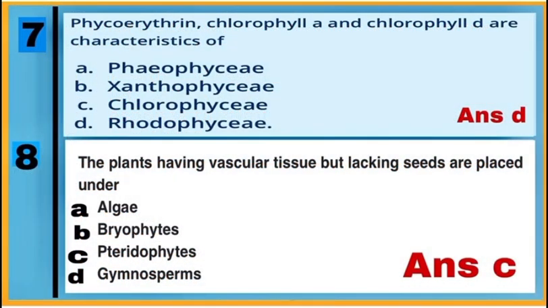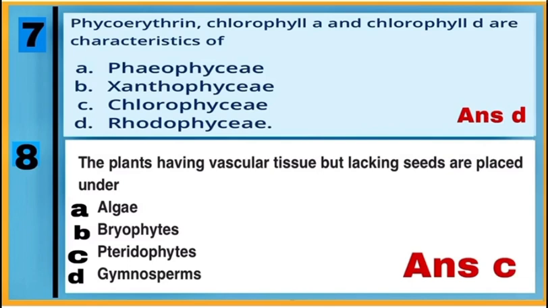Question 7. Phycoerythrin, chlorophyll a and chlorophyll d are characteristics of. These 3 pigments are characteristics of class Rhodophyceae of algae. Phycoerythrin is the red pigment which gives red color to the algae of class Rhodophyceae. So here correct option is D.